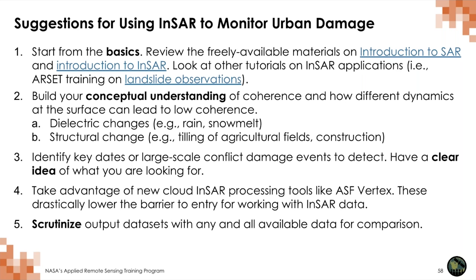So I talked about dielectric changes from snowmelt. This can also happen from rain on dry soil, or structural changes like the tilling of agricultural fields, construction, or destruction. And in mapping of urban conflict damage, it's important to identify key dates or large-scale conflict damage events that you want to detect. And it's important to have a very clear idea of what you're looking for before you start looking for it. So if it's a time period and a location, that's extremely important.